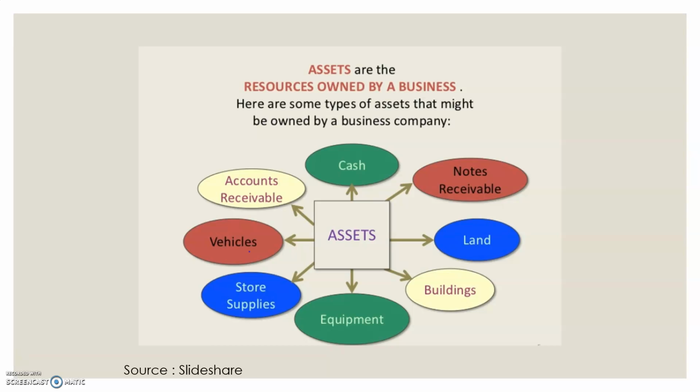That is, there are a lot of assets. We have already learned that for a business organization, there can be various assets. So the assets are resources owned by a business. And in the diagram, you can see a few examples of assets: cash, accounts receivable, vehicles, store supplies, equipment, buildings, land, and notes receivable.